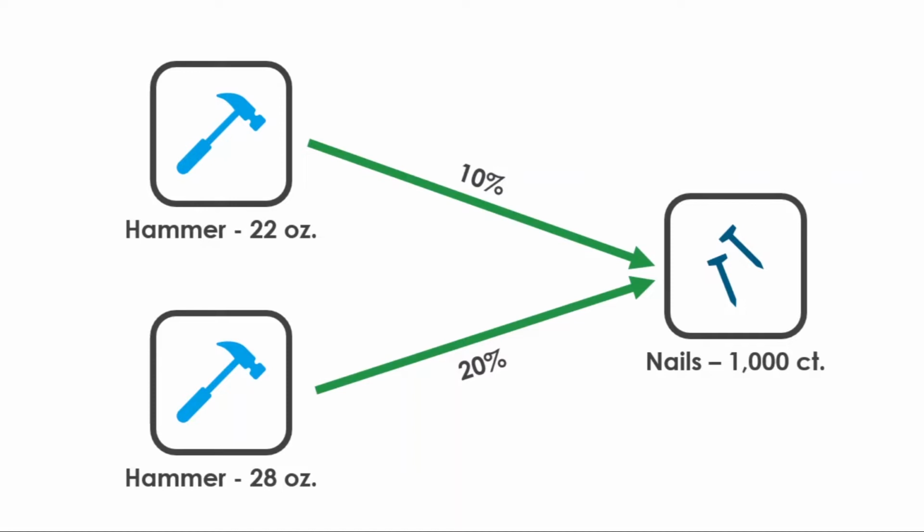To illustrate this example, let's say I plan to sell 100 22-ounce hammers and 300 28-ounce hammers. Then my dependent demand would be 10 boxes of nails for the 22-ounce hammers and 60 boxes of nails for the 28-ounce hammers, giving me a total of 70 boxes of nails. From an IBP perspective, a great part of this functionality is that the system will automatically calculate the dependent demand for nails in each time bucket based on the forecast for hammers. Now let's take a look at how this functionality works in IBP.